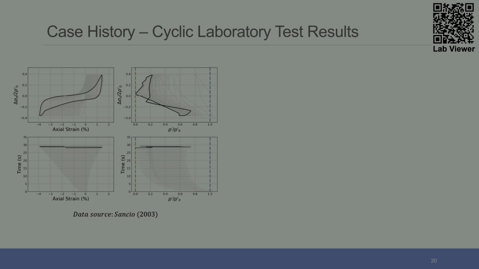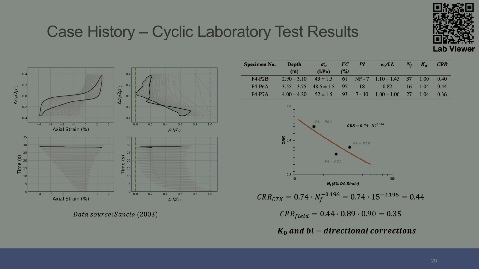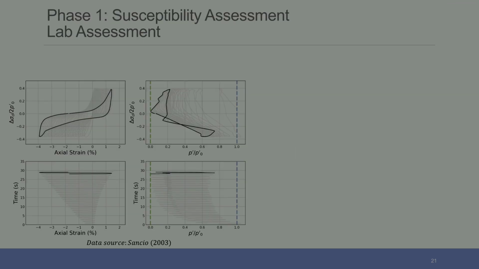So luckily, Dr. Sancio and Professor Bray performed some cyclic tests on these samples, one of which is presented here. And the results indicate that the CRR is going to be around 0.35 after some field corrections. We have decided to just use these lab results as a susceptibility model, and we are going to investigate some features of the cyclic test results.